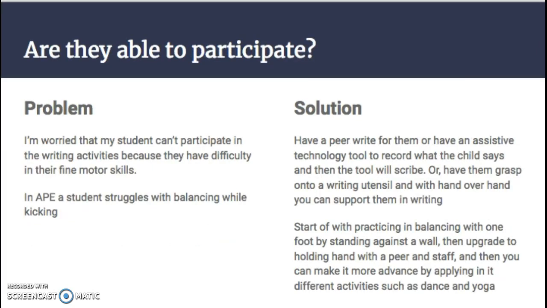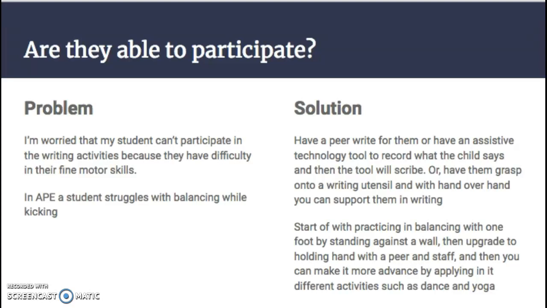Are they able to participate? A teacher might think, I am worried that my student can't participate in the writing activities because they have difficulty in their fine motor skills. A solution could be to have a peer write for them, or have an assistive technology tool record what the child says and scribe it. Or have them grasp a writing utensil and support them hand over hand in the writing.